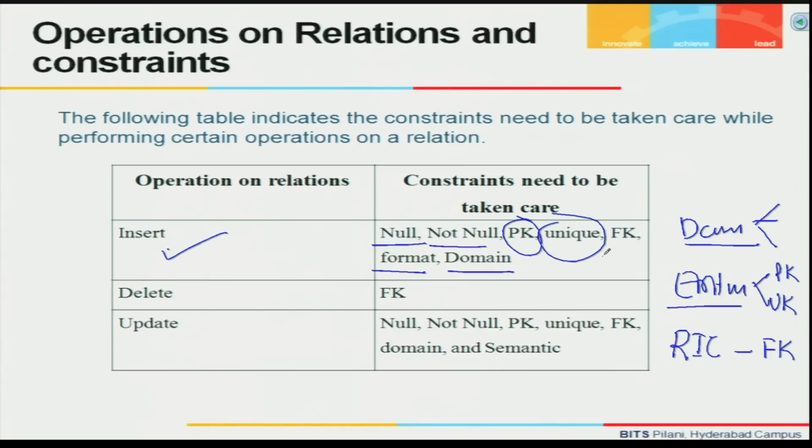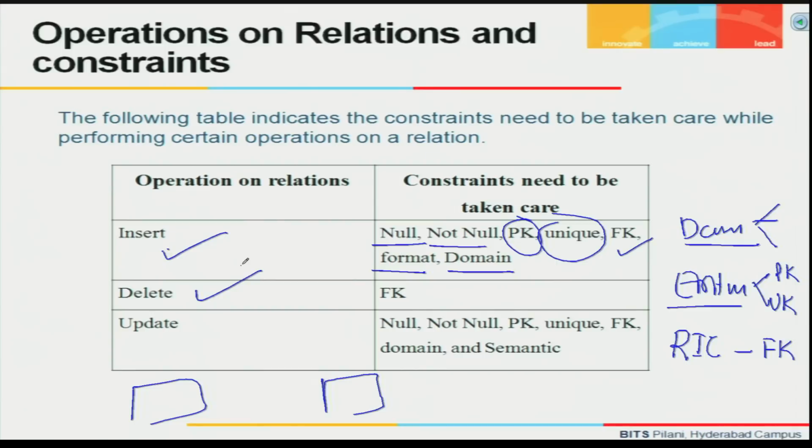Then, when we have two different tables where one table is referring to another table through some foreign key column, we need to be careful about the foreign key constraint also. That means when we insert a new tuple into the table, we should be very careful about domain level constraints, entity level constraints, and referential integrity constraints. Then what about deleting a tuple?